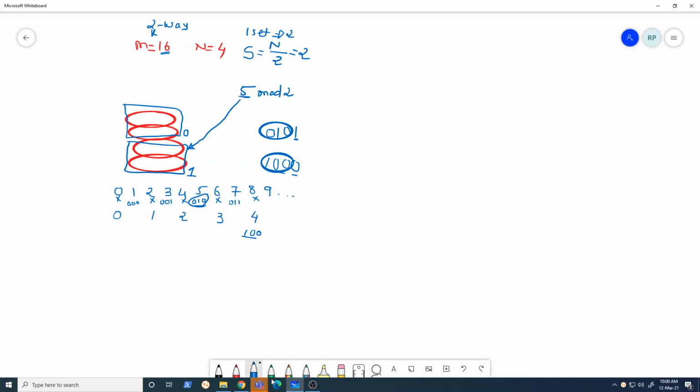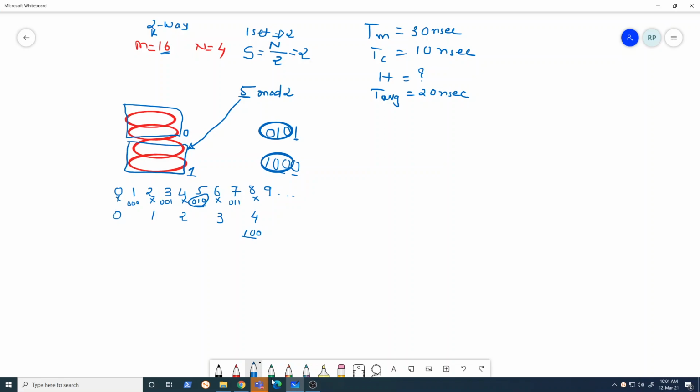Then suppose your main memory access time is 30 nanosecond and cache memory access time is 10 nanosecond. What should be the hit ratio to get 20 nanosecond average memory access time? T average is given, that is 20 nanosecond. Select the most appropriate option. Okay, so you need to find out the hit ratio.